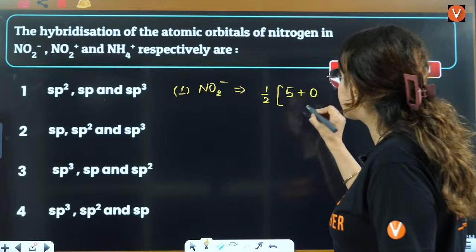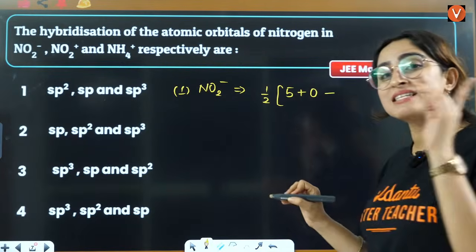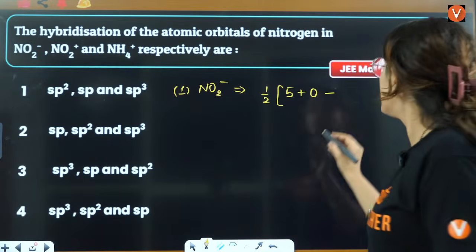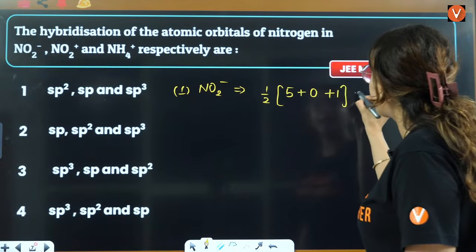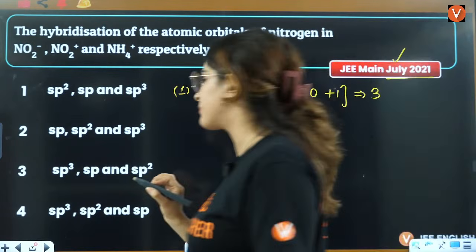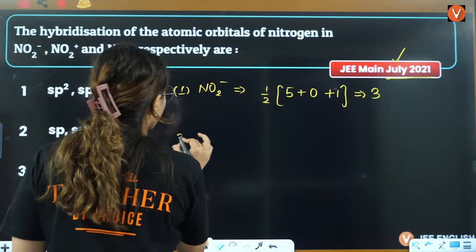So it will be plus 0, and always negative charge will be added because electrons it has gained. So negative charge will be added, and here it will be 3. Just calculate the number. I'll tell you how to do the hybridization. Just calculate the number, right?